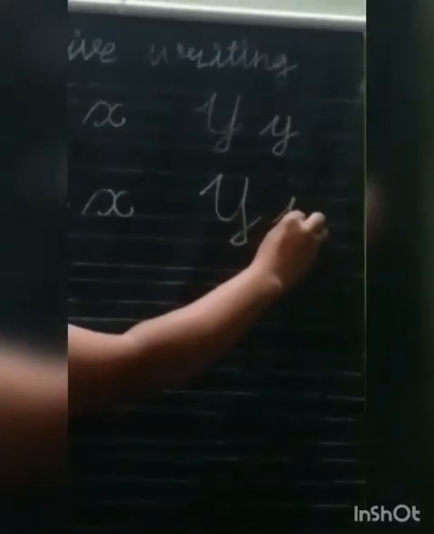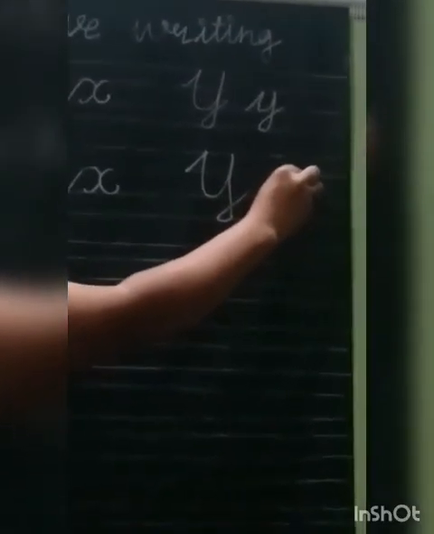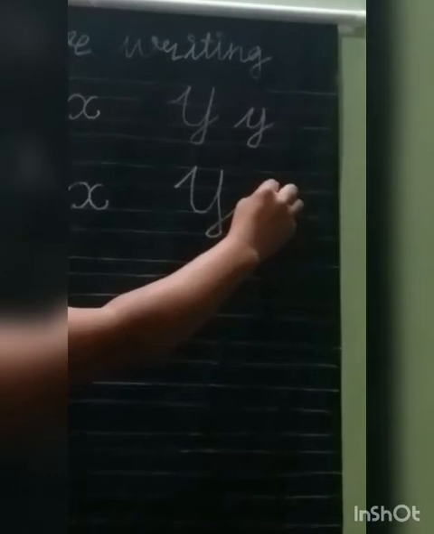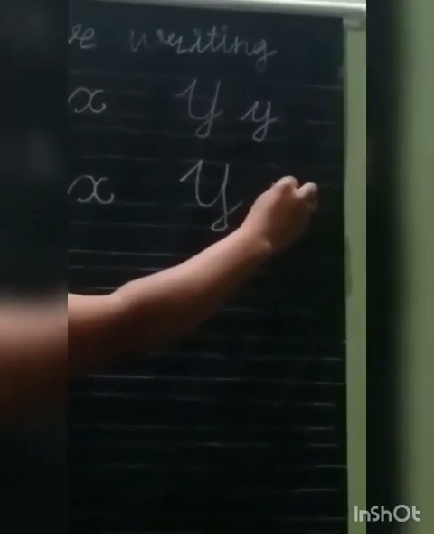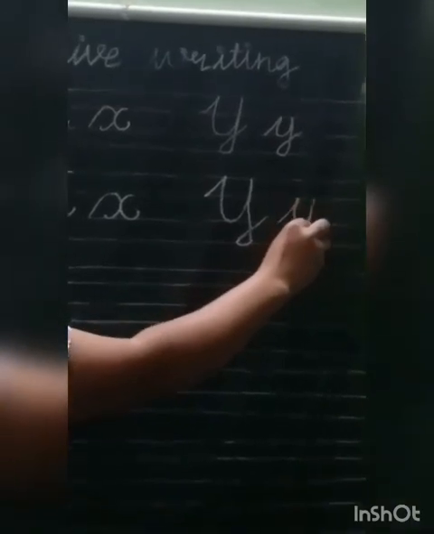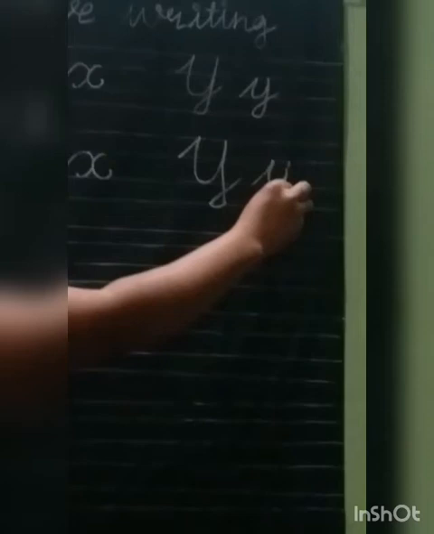Then we see the letter y. One slanting line from the third line to the second line and make an upward curve from the first line to the third line and go upward. Then continuously we get a standing line coming to the fourth line, a small curve. In this way we get the letter y.